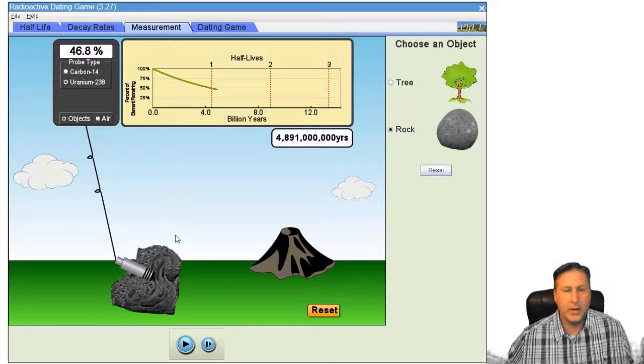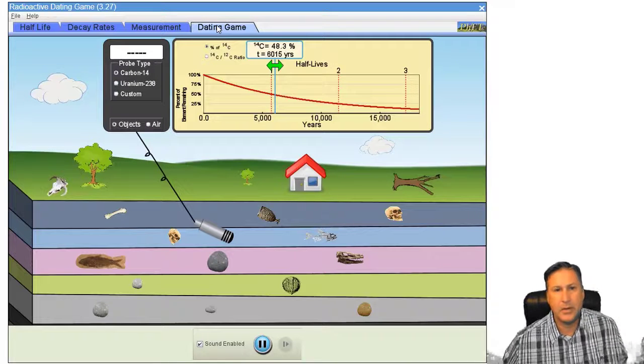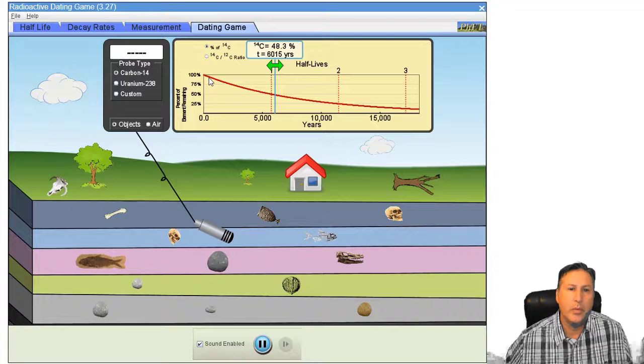All right, now here's the interactive part of this. I want you to go and do the dating game. I'll do a couple of examples of how to do the dating game, and you will then have to try to date the rest of the things. I'll show you how to do it, and then I'll tell you how I want you to submit this to show that you have actually completed the dating game.